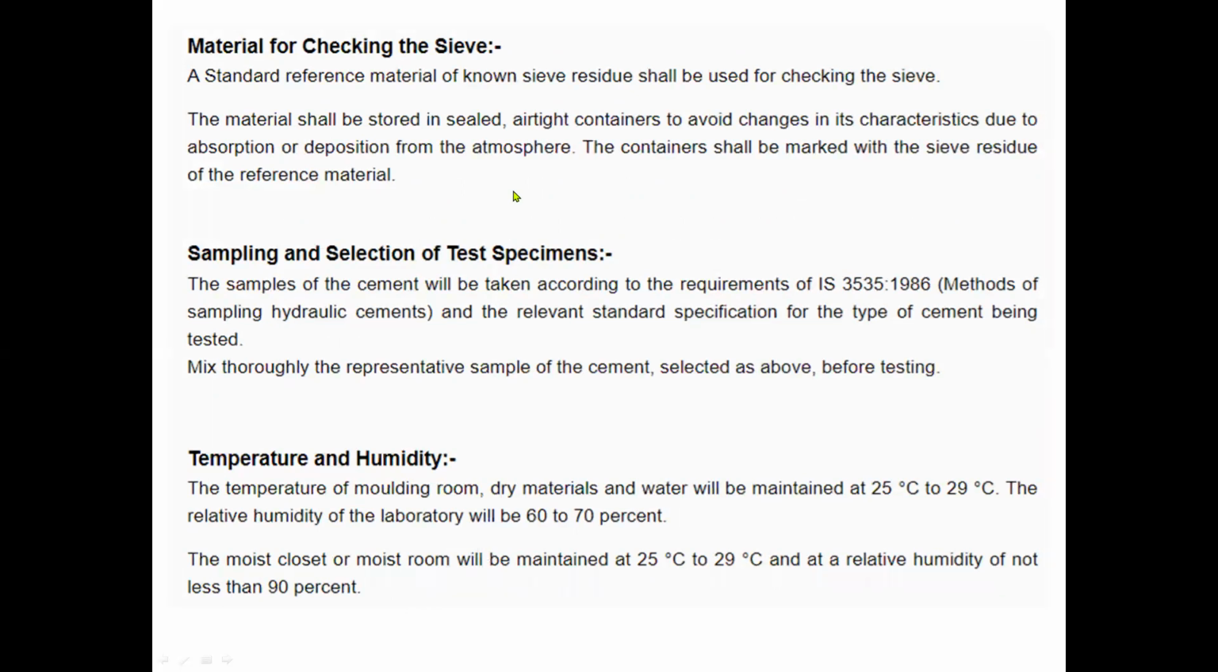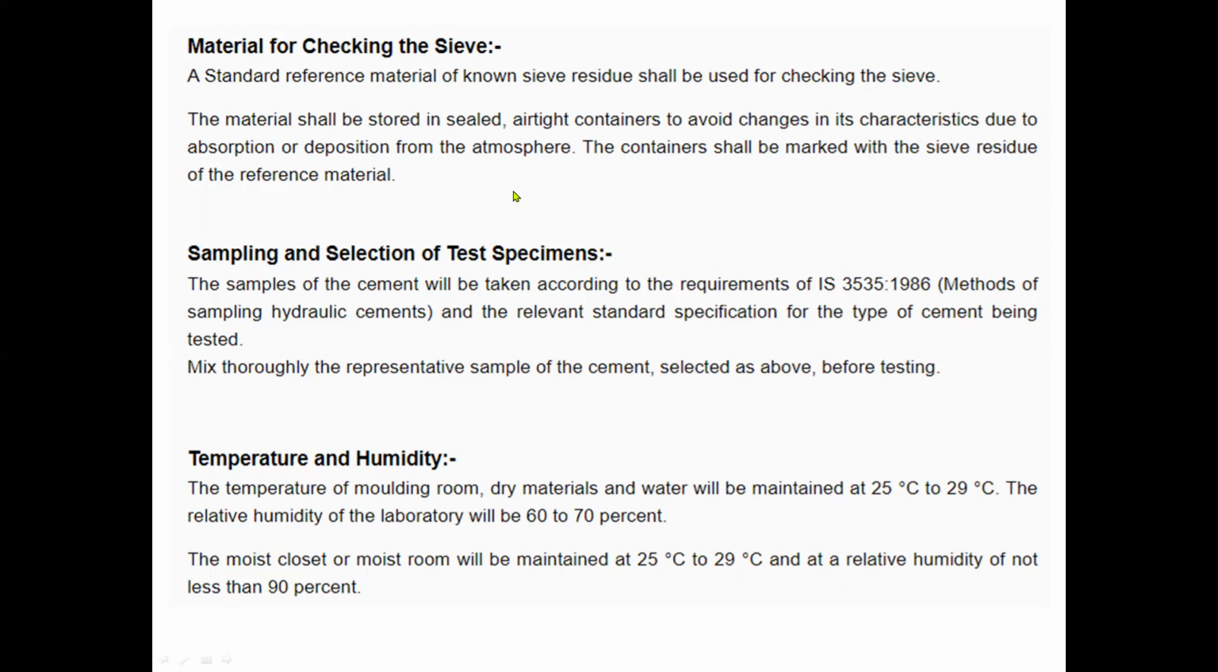Sampling and selection of test specimens. The samples of the cement will be taken according to the requirements of IS 3535, 1986 methods of sampling hydraulic cements, and the relevant standard specification for the type of cement being tested. Mix thoroughly the representative sample of the cement, selected as above, before testing.